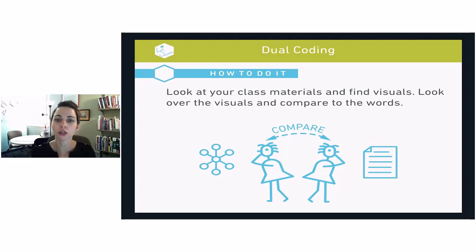The first one is called dual coding, and what it's called doesn't matter that much. You don't have to remember what it's called, just as long as you can remember the activity. Dual coding is about comparing images and words and then challenging yourself to retrieve them on your own. So you have a graph, and then you have some words that describe that graph or that concept. And you compare them and look them over and try to create an understanding of what you're looking at.